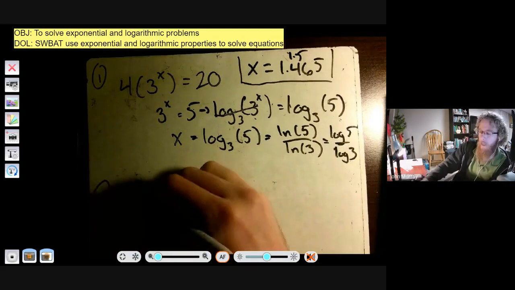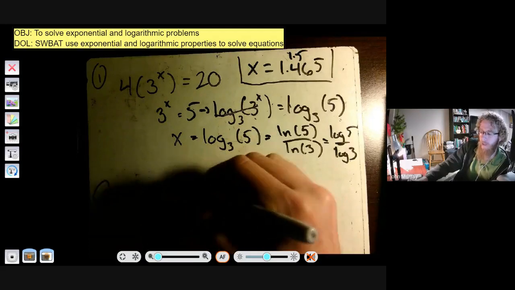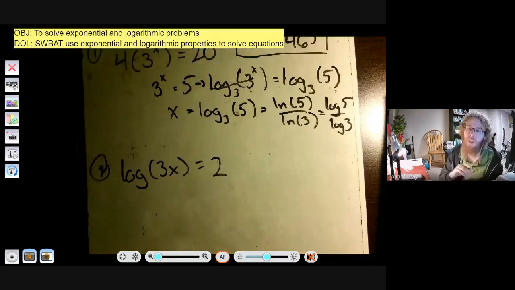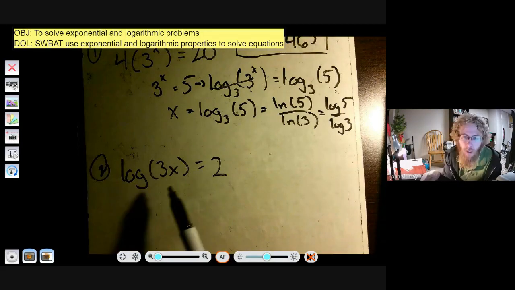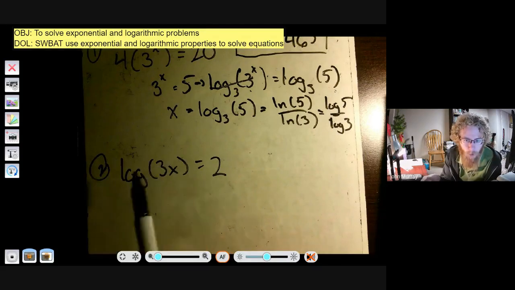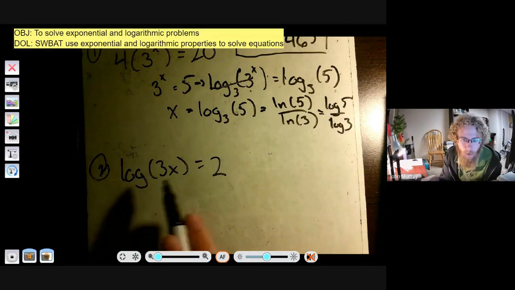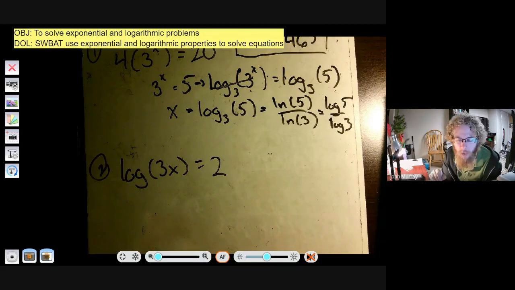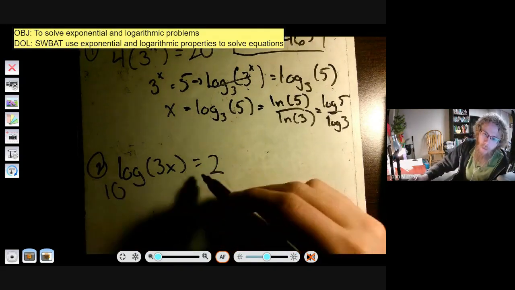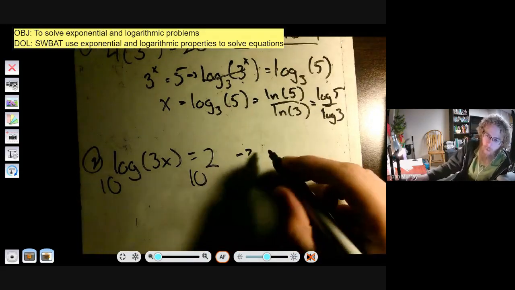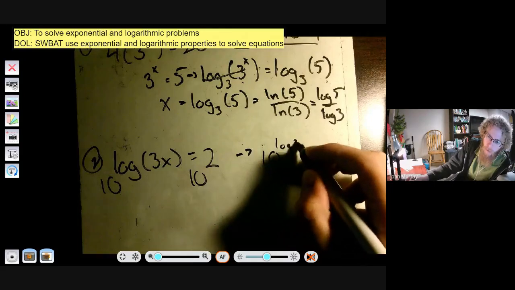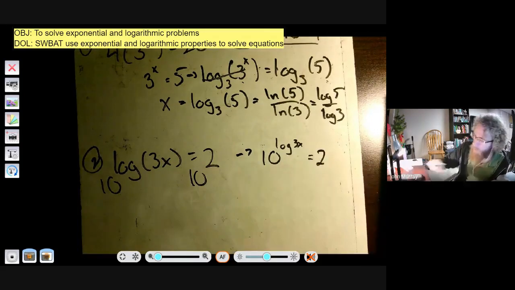Number 2, we had log of 3x equals 2. So this one is a little more straightforward. There's more than one step though, so just be careful. Here, there's nothing outside of the logarithm, so that's the first thing that we're going to get rid of. Again, this is our common logarithm. I don't see a base, so it's a base 10. So I exponentiate both sides. Sometimes I'm lazy and I just write the 10 like that, but you should be proper and write it like this.